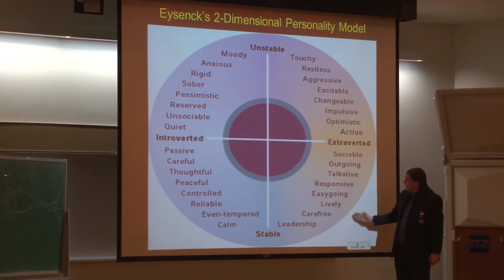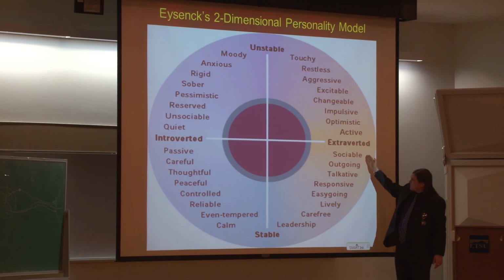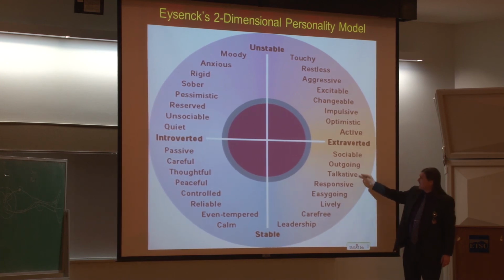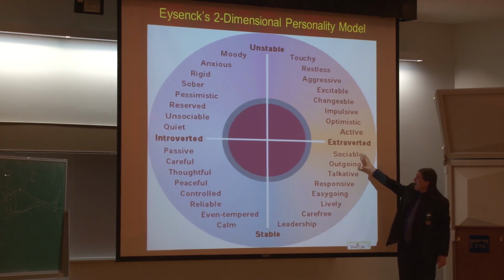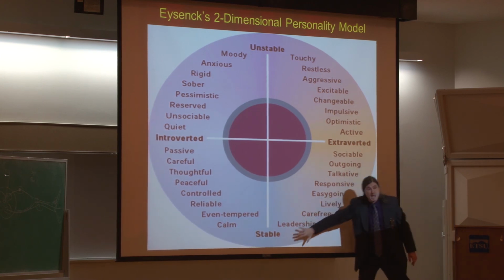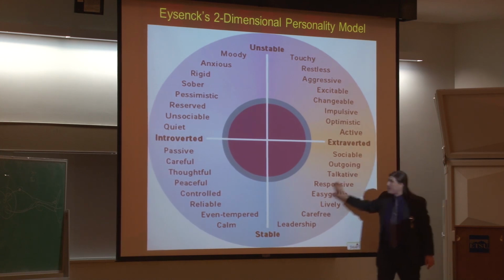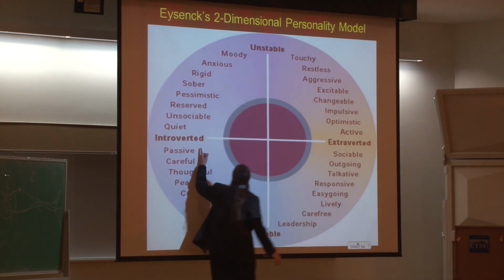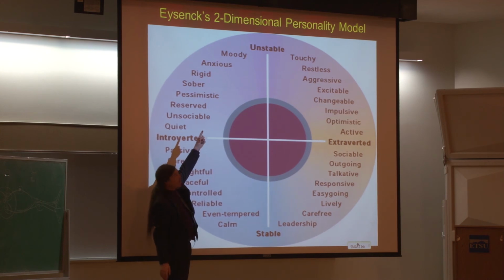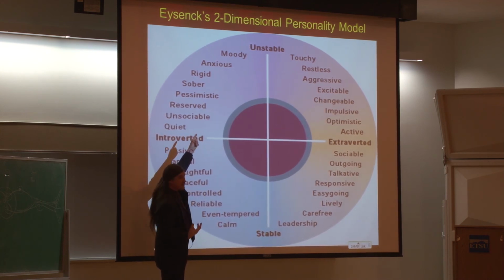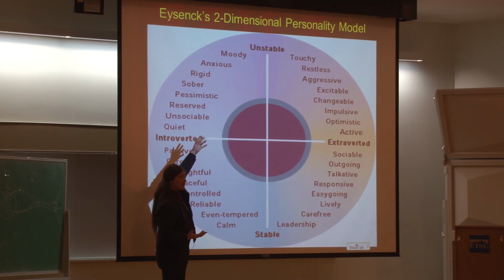But he would say that you could map these out, that a person who is highly extroverted and highly stable, right, would be sociable, maybe even a leader, responsive, talkative. So you see this quadrant is a combination of people who have stable emotional natures who are also extroverted. Flip that over, and people who are introverted and unstable, you have that kind of moodiness, anxiousness, rigidness, social isolation, pessimism. But again, most people aren't extreme.